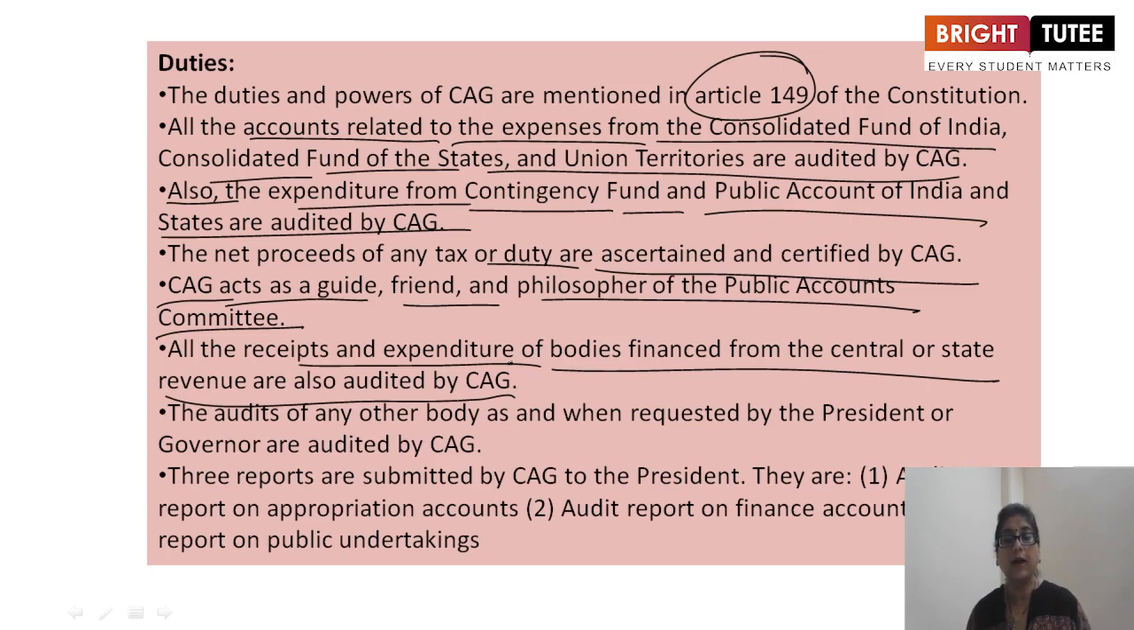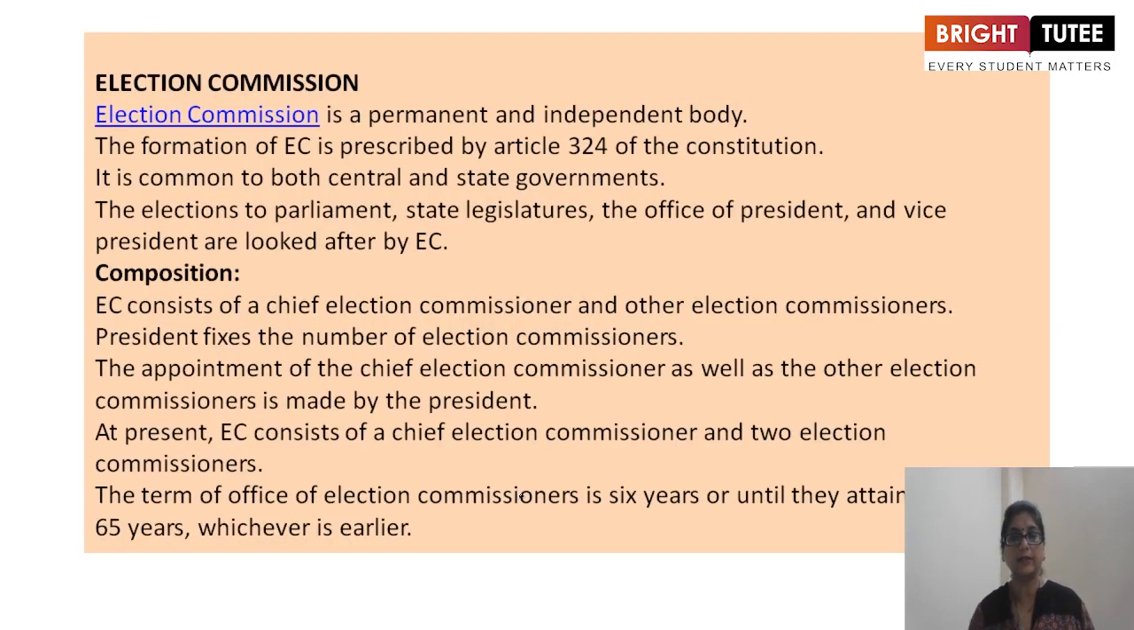Now, there are three reports which are submitted by CAG to the President: the audit report on appropriation accounts, the audit report on finance accounts, and the audit report on public undertakings.